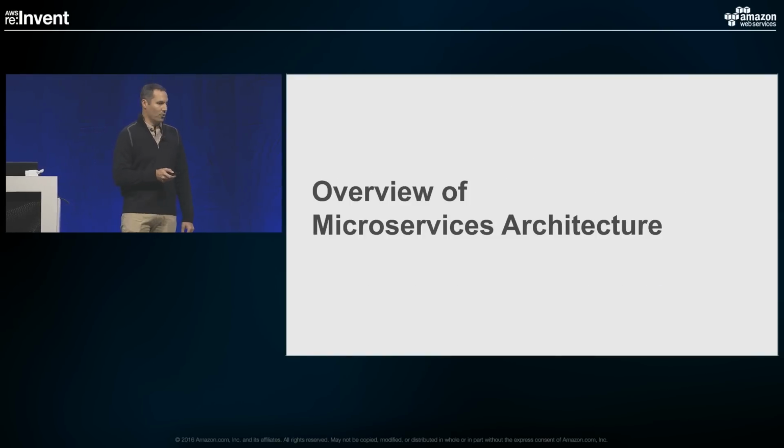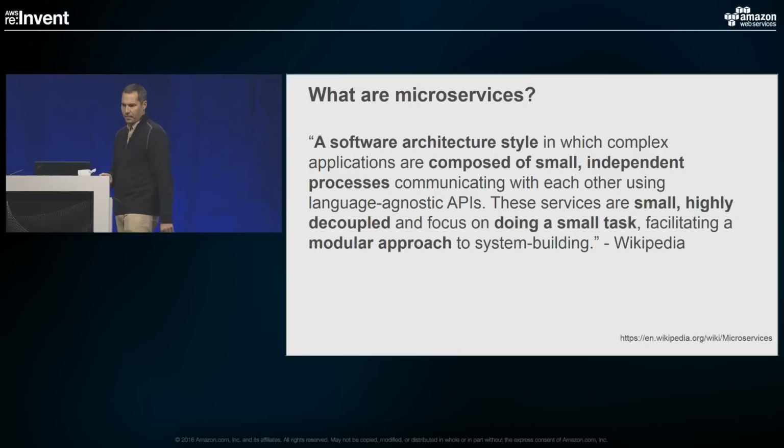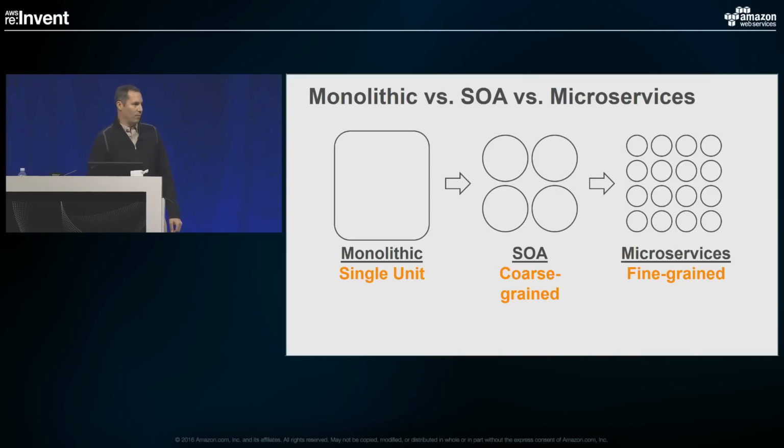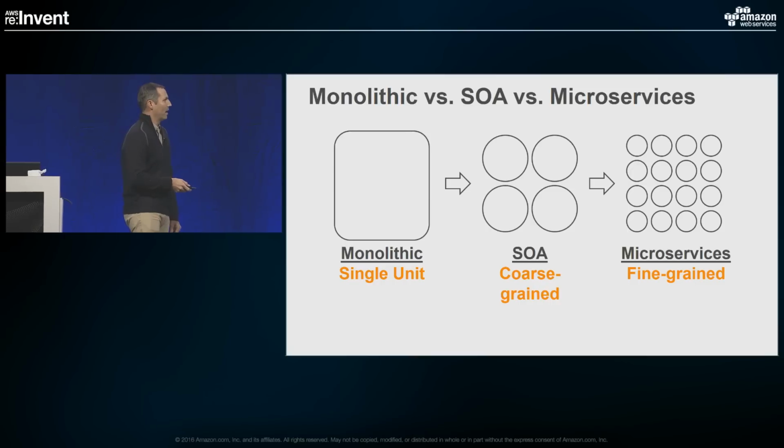So let's jump into an overview of microservices architecture. This is a definition in Wikipedia, I think it is, about what a microservice actually is. I'm not going to read this whole thing, but the key terms in this particular document are small, independent, and decoupled. Right? A microservice needs to be those three things. And if we look at the difference between these three architectural styles, monolithic, SOA, or microservices, you'll see as we move from monolithic towards microservices, the services themselves become more and more fine-grained.